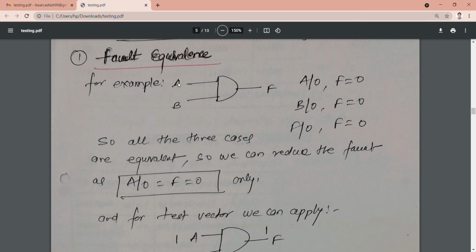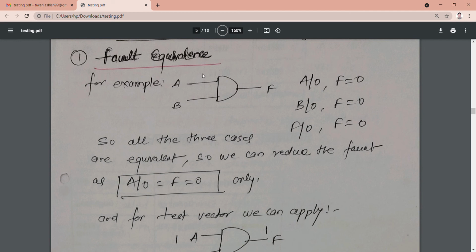Suppose this input A is connected to 0, your output will always be 0. Suppose B is stuck at 0, your output will always be 0. Suppose the output itself, by some fault, is connected to 0, then also your output will always be 0. So all these stuck at 0 faults are equivalent because they give the equivalent logic, F is 0, in all three cases. So if I select only this one, that is A stuck at 0, I need not go for 3 different test vectors in this particular case.